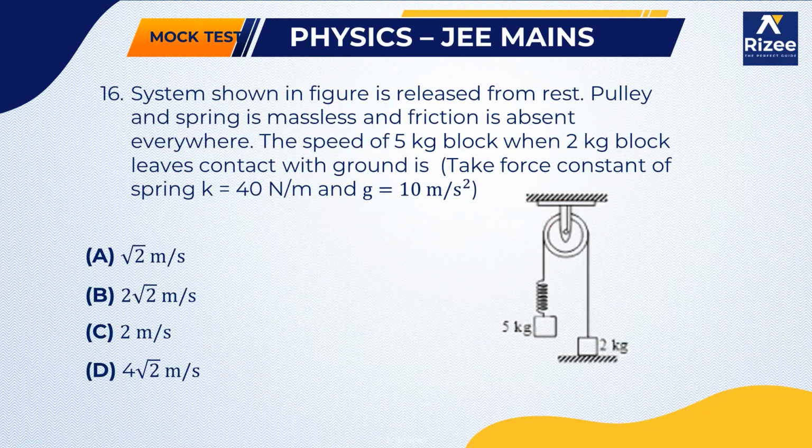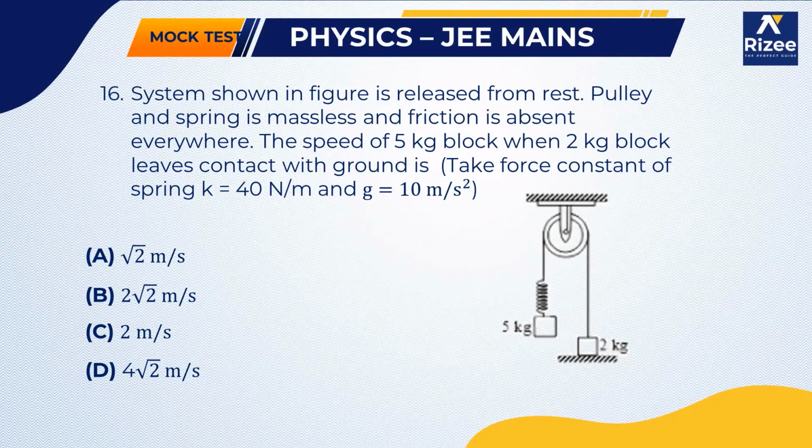Now coming to your next question, that is question number 16. So in this particular question, the system shown in the figure is released from rest. Pulley and the springs are massless, and the friction is absent everywhere. There is no friction at any particular instant. He is asking the speed of the 5 kg block when the 2 kg block leaves the contact with the ground. So what will be the speed of this particular block when it is just leaving the contact?